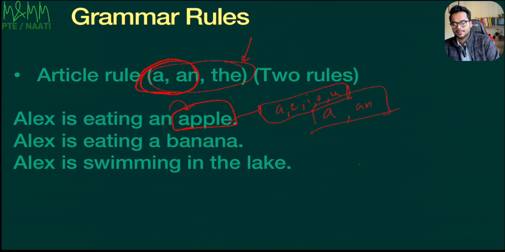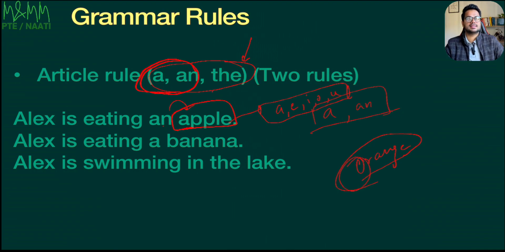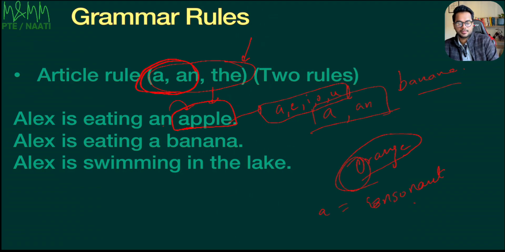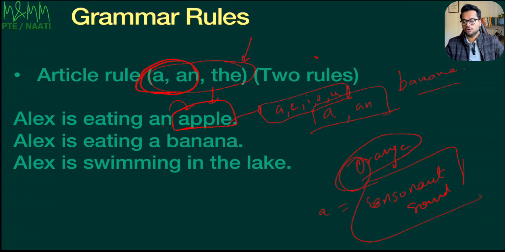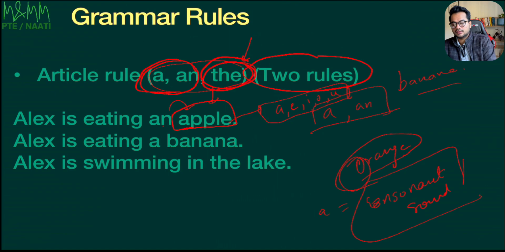So all these sounds. Apple, orange, anything like that, the words which have got the vowel sounds at the start. So after the "an," if there's a blank, it's apple. It can never be banana. You can never say "Alex is eating an banana." It is always "Alex is eating a banana." And the reason for that is "a" will always follow a consonant sound. So we have to be very careful with this part, whether it's a vowel sound or a consonant sound.